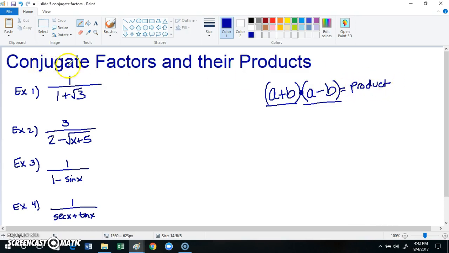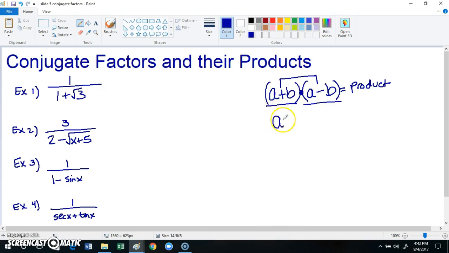All right, so we're going to look at conjugate factors and their products. So a minus b, a plus b, those are conjugate factors. What's the difference? Basically, this plus sign. They look exactly the same, except the plus and the minus. What happens when you multiply a plus b times a minus b?